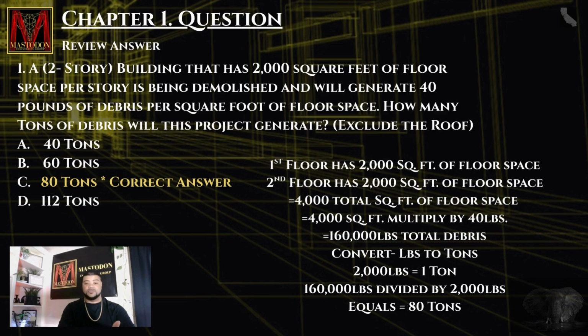One ton is equal to 2,000 pounds. So 160,000 divided by 2,000 equals 80 tons. If your answer was C, 80 tons, you were correct.